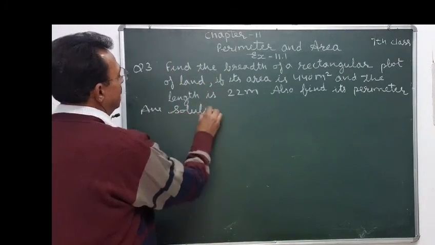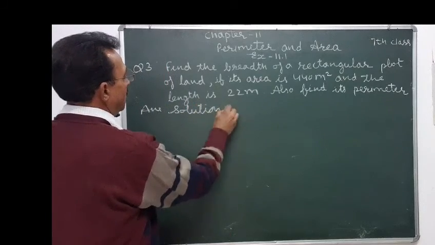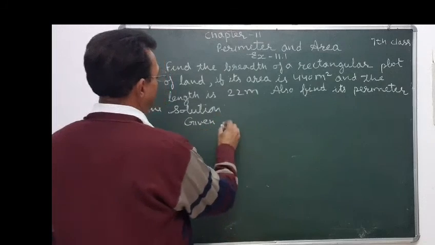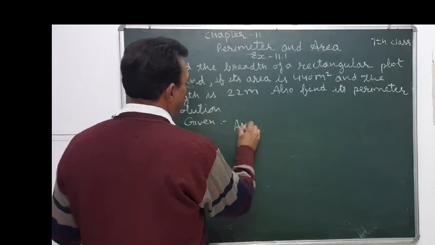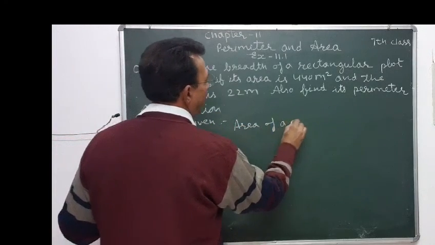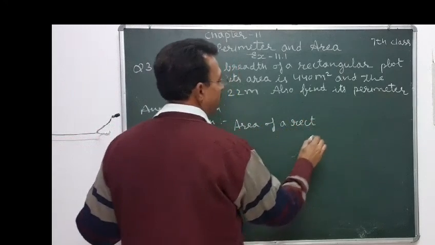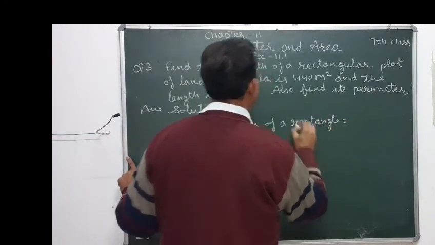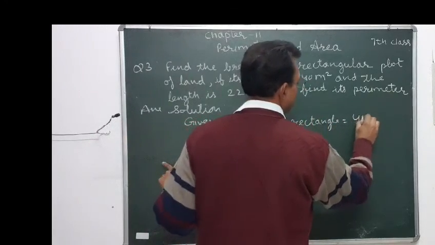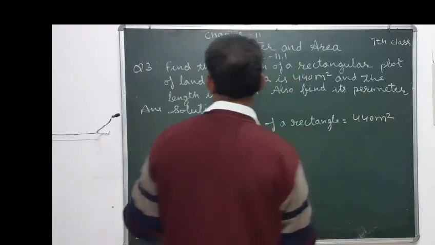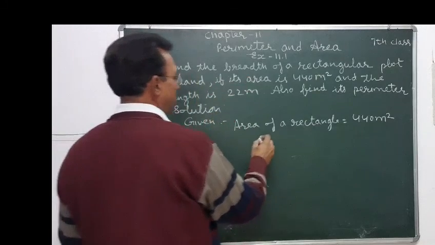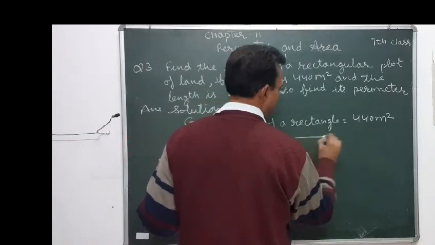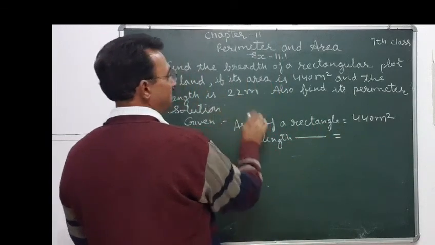Solution. The given is the area of a rectangle, because the plot is rectangular shaped, so area of rectangle is given, which is equal to 440 meters square. Also length is given, so length of a rectangle is how much? 22 meter.